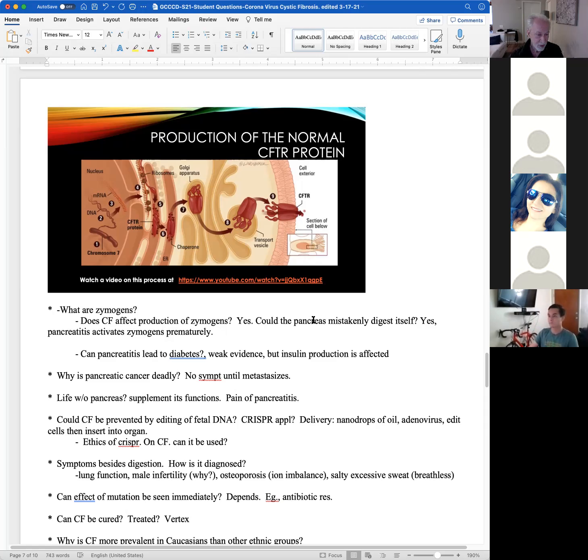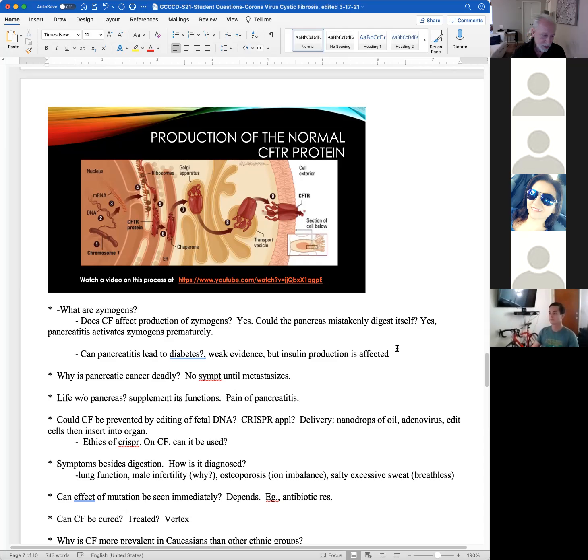Well, can pancreatitis lead to diabetes? There have been studies on this. Overall, even though the evidence is not strong, it does seem as though insulin production is affected by cystic fibrosis and by inflammation of the pancreas.